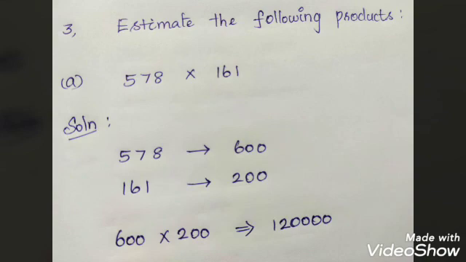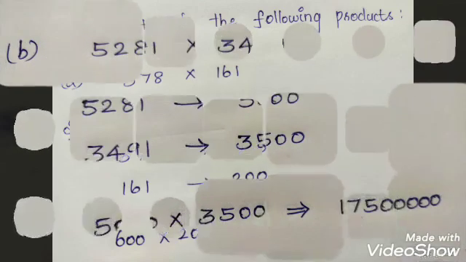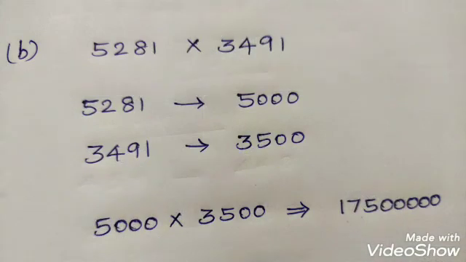So 600. Next 161. 6 is in your tens place. It is greater than 5. So the next digit is increased by 1. So 1 is increased by 1 equal to 2. So 200. 600 into 200. How many zeros are there? 4 zeros. 6 into 2, 12. The next question.